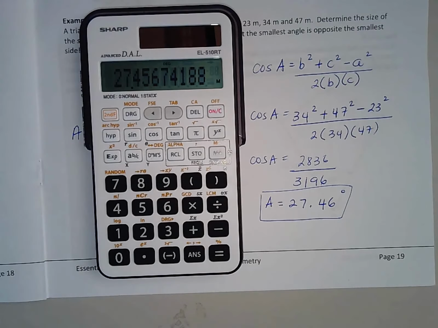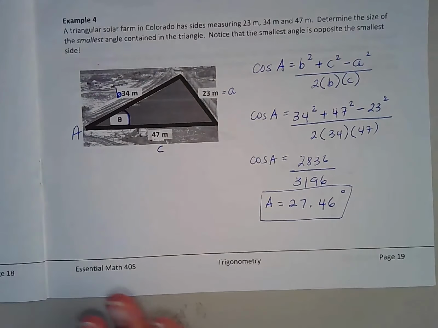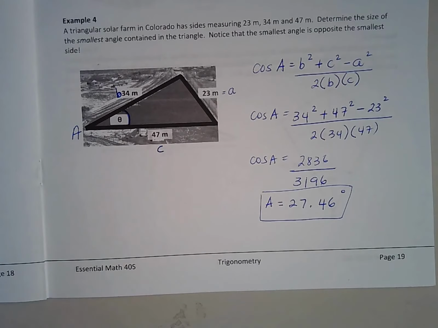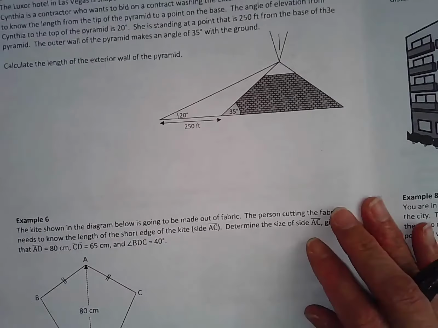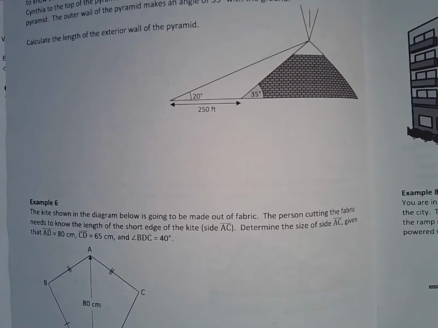Good. Awesome. So you comfortable with our strategy? This is all three sides given. The only thing that can solve that is the cosine law. What is the answer? 27.46. Yes? Is that what you thought? Just write it down. Oh, okay, sure.